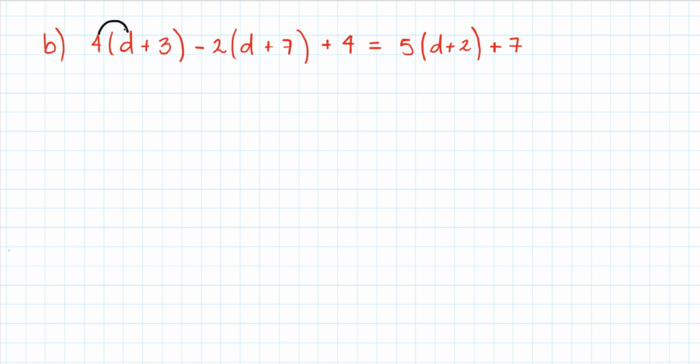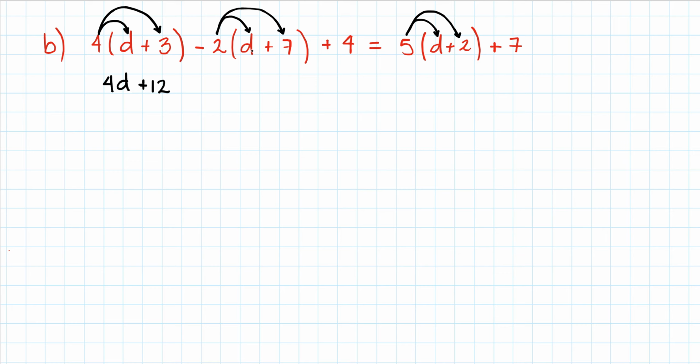So what do we do? This 4 is going to affect both terms. I remember always to pause, try to do it first, and then watch what I'm doing. Then I have -2, which is going to affect both terms in here. Then I have this +4, and then I have this 5 that is going to affect both terms inside the bracket. And then I have the +7. Wonderful. So let's start. 4 times d, 4d, plus 4 times 3, 12.